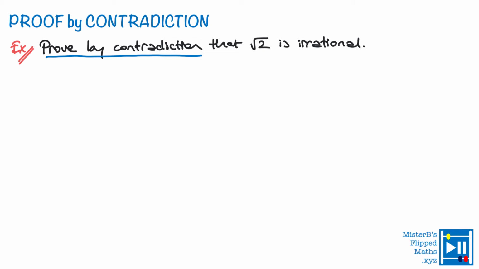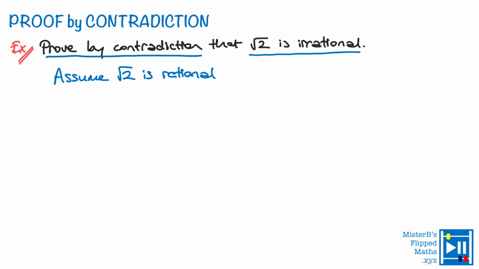So to start my proof, I have to write my assumption, which is the negation of this statement. Square root of 2 is irrational, so my statement will be: square root of 2 is rational. So we're going to assume this.